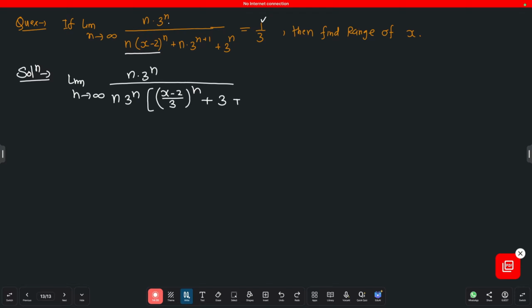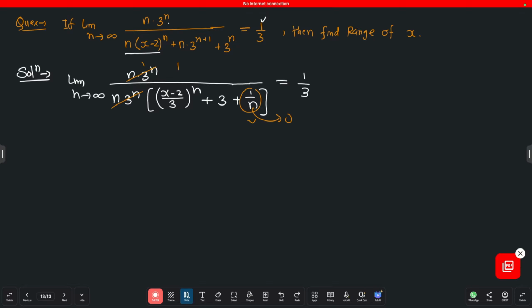This step, 3 power n common, it means 1 by n equals 1 by 3. Now we can cancel this and this. Whenever n approaches infinity, what is 1 upon n? 0, because 1 upon infinity is 0. It means this term also approaches 0, and we want the answer 1 upon 3. Already numerator 1, and denominator 3 here, we want 1 upon 3.